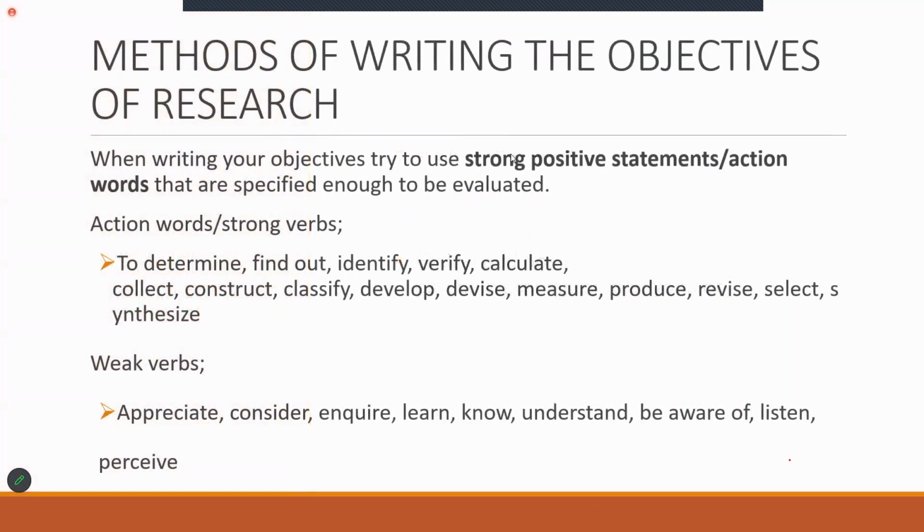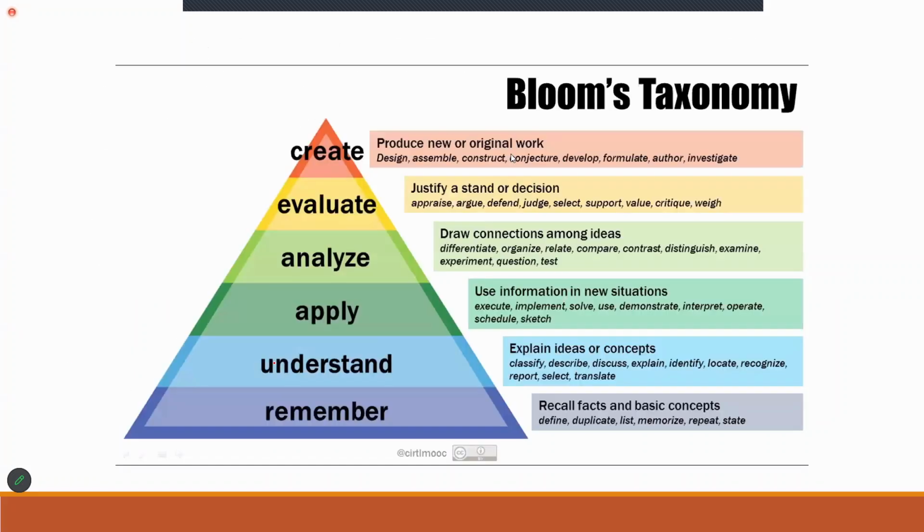Then there are some terms that we need to use and some terms that we need to avoid. So when you're writing the objectives, you need to have strong positive statements, or we call them action words. These action words include to determine, to identify, then to develop. The weak verbs include appreciate, consider, learn, to understand. So these are some weak verbs. Now, you all can always refer to Bloom's taxonomy of words.